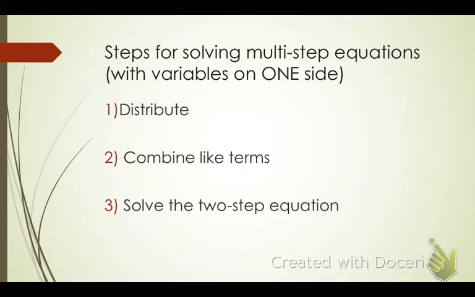So, steps for solving multi-step equations when variables are on only one side of the equal sign, which they are in this video. Step 1 is you distribute. Okay, you distribute to the numbers inside the parentheses. Step 2, if you need to, you combine like terms. And then step 3, this should give you a two-step equation that you know how to solve. You are good at those.